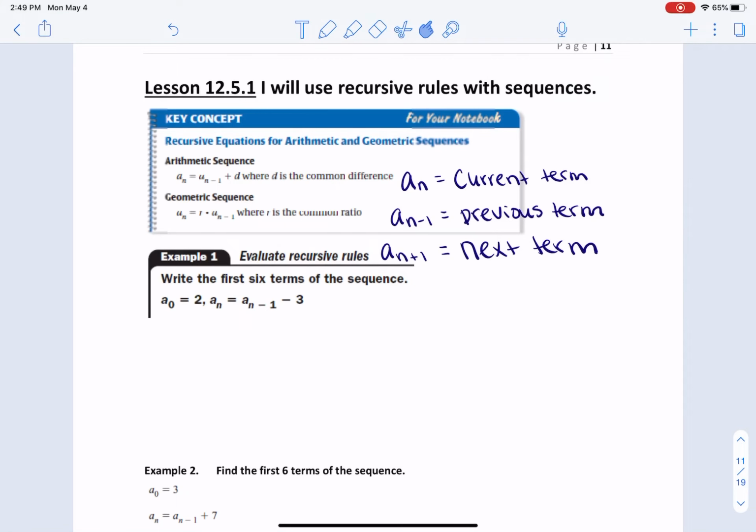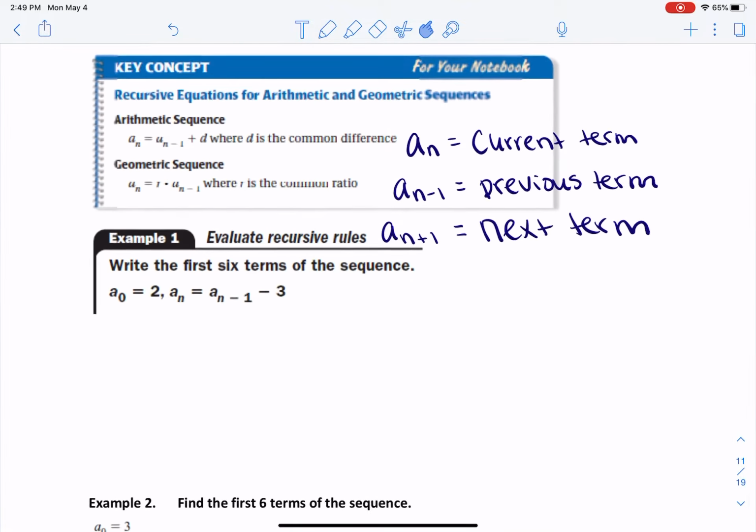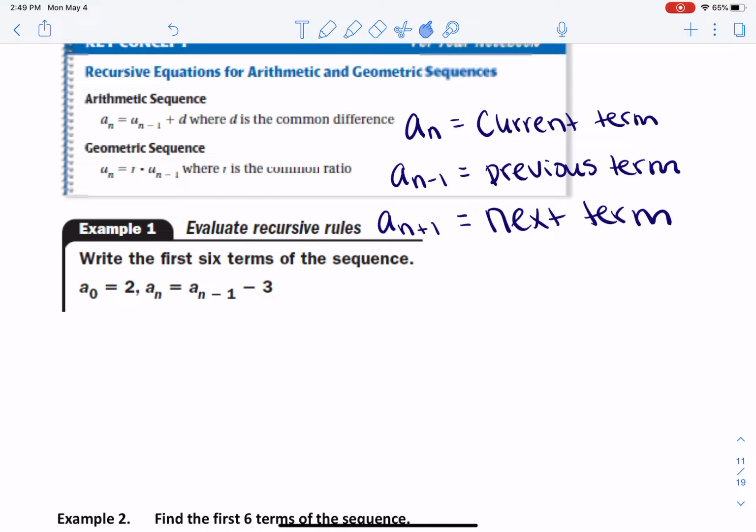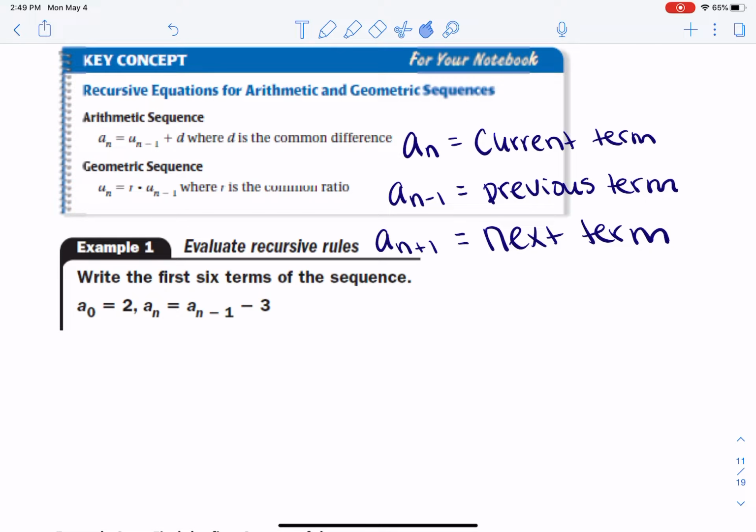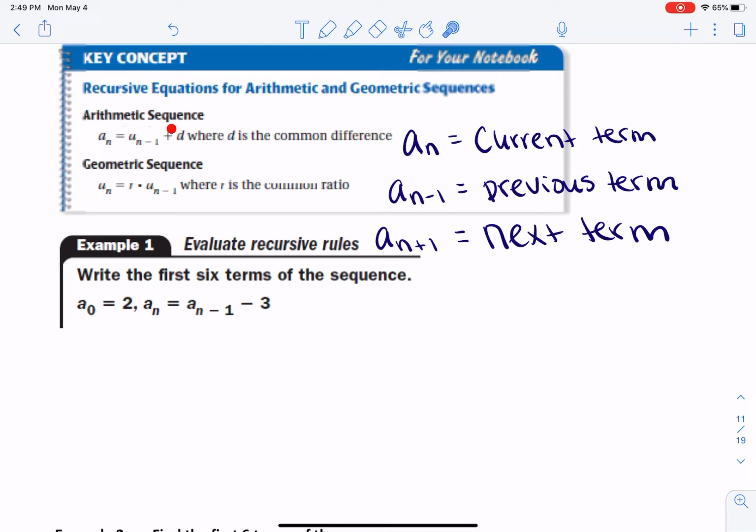Everybody, this is the final video for chapter 12a where we are going to look at recursive rules with sequences. So recursive rules seem a little confusing, but I'm going to do my best to simplify it and it's not so bad, okay? So recursive equations for arithmetic and geometric sequences. There's some new notation here, but stuff we've seen before. There's one for arithmetic sequence, geometric sequence, and we combine them.